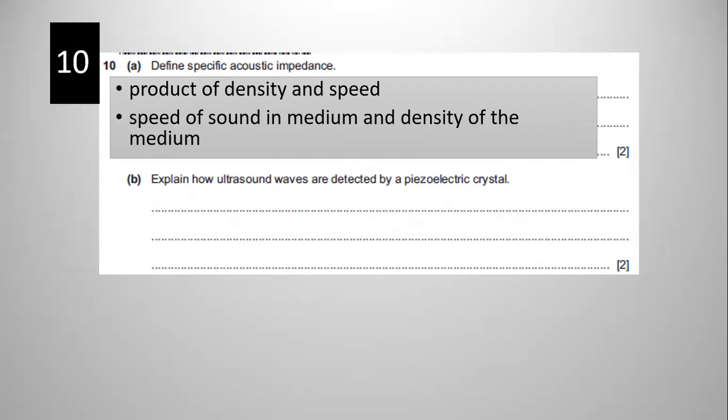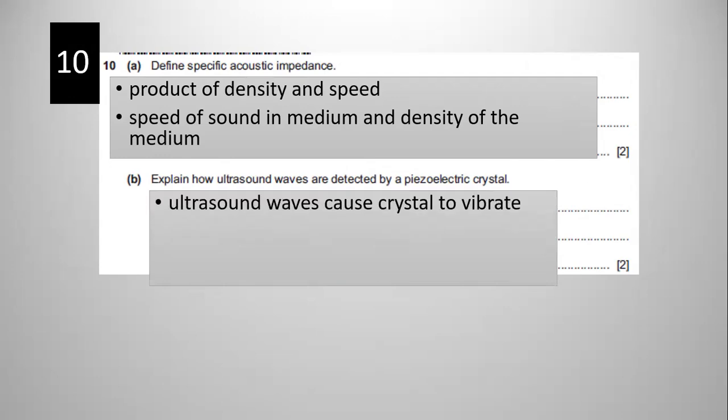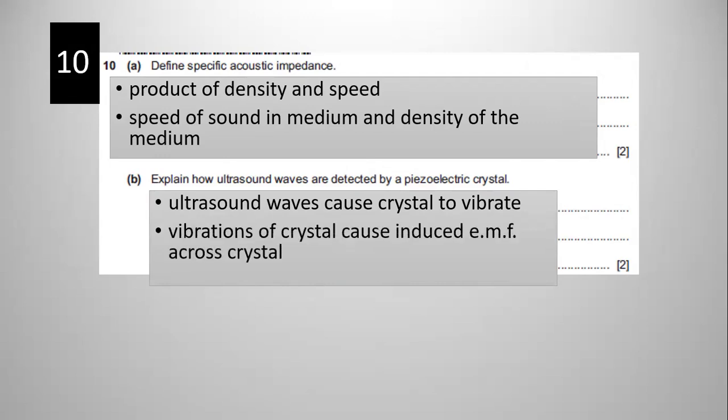Explain how ultrasound is detected by a piezoelectric crystal. We are looking at the answer here. Ultrasound hits the piezoelectric crystal and causes it to vibrate. The vibration of the crystal then causes an induced EMF across the crystal.